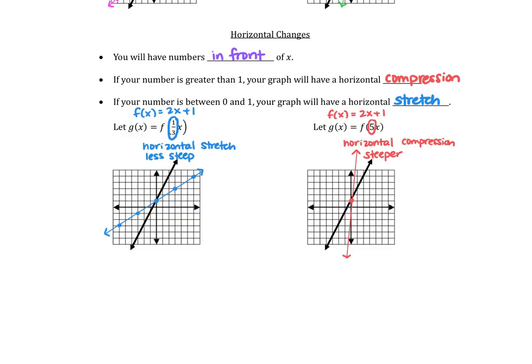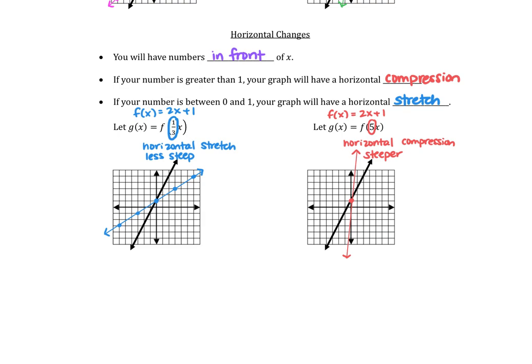So one connection I want you to draw is that no matter where the number is, if the number is between 0 and 1, it's getting less steep every time. If the number is greater than 1, it is getting steeper every time. The only part that changes is whether it's a horizontal stretch, horizontal compression, or vertical stretch and compression.